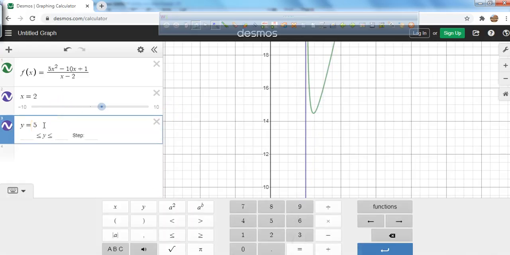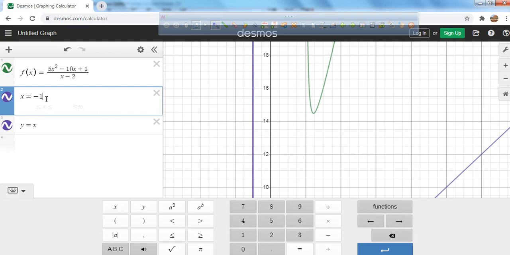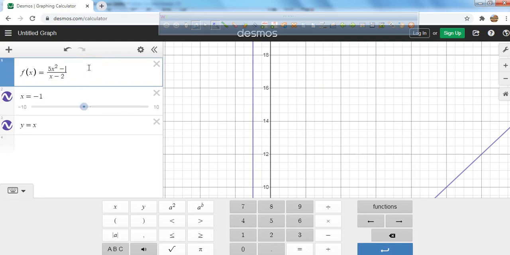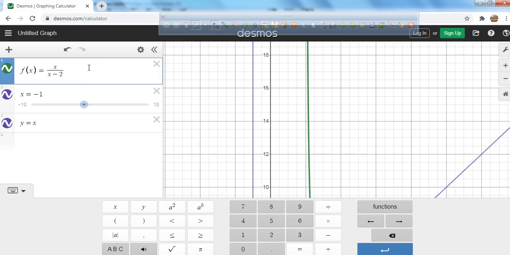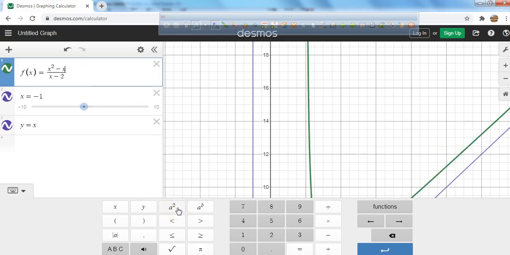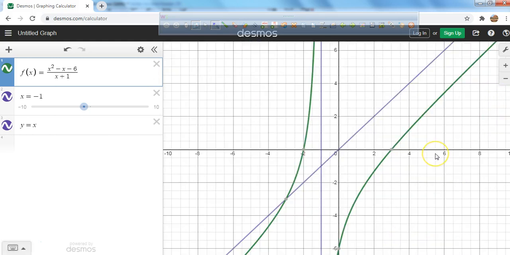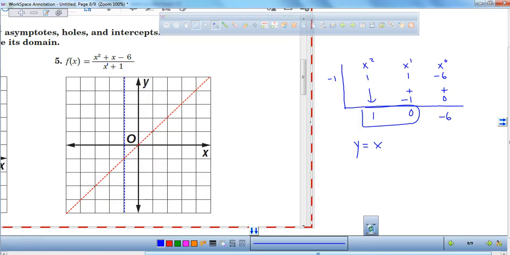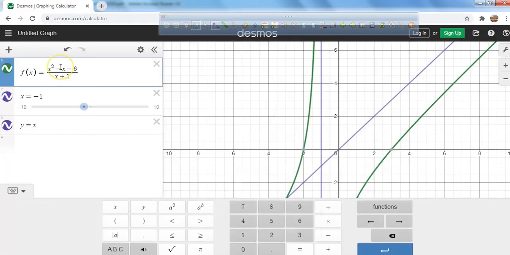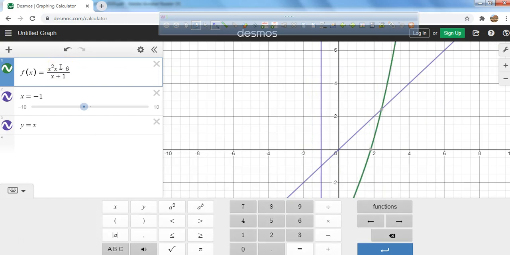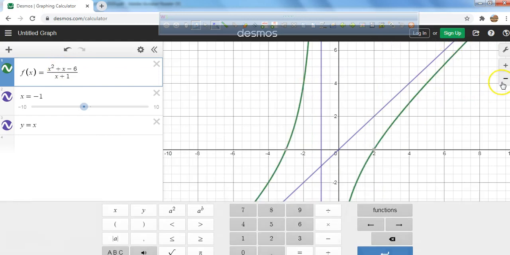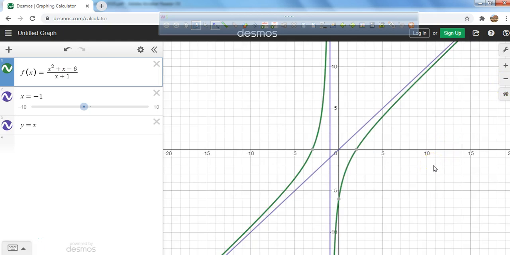We know our new slant asymptote is going to be y equals x right there. And we know that was going to be a negative 1. So I'll create that, and I'll put x squared minus x minus 6, and it's going to be all over x plus 1. I'm going to hit home so we can see it. All right? Hey, look. Oh, it's supposed to be plus x. My bad. There we go. That's much better. All right, cool. Check that out.